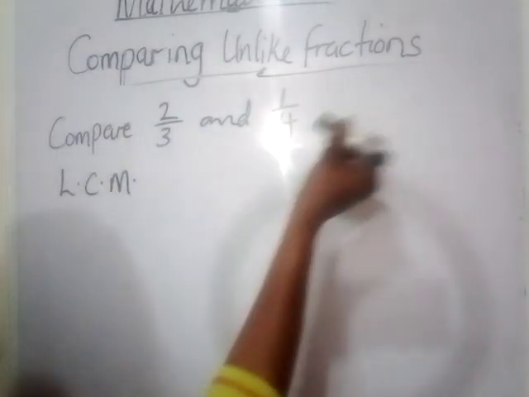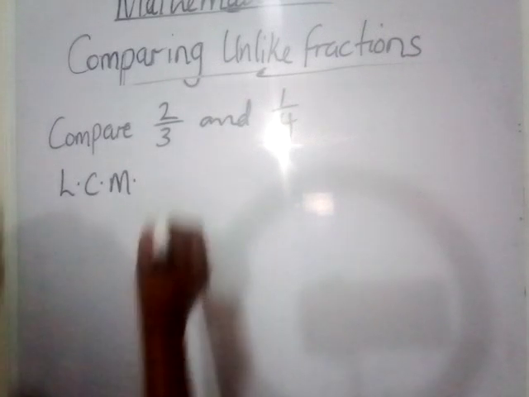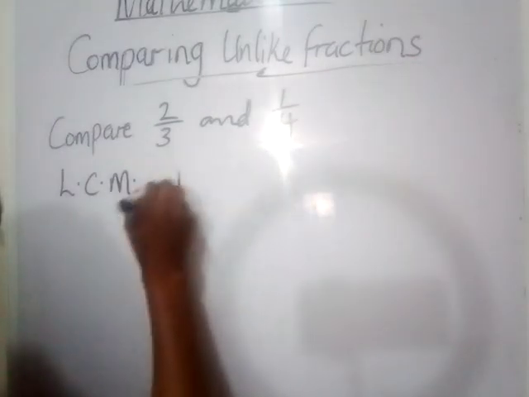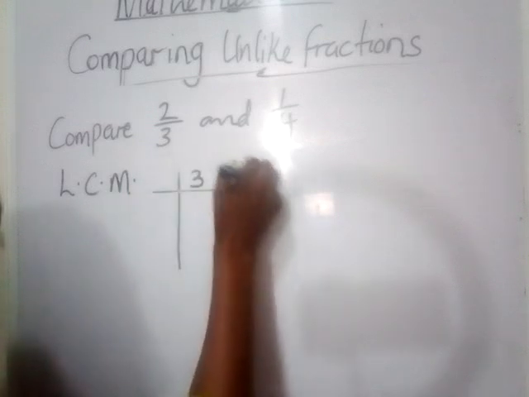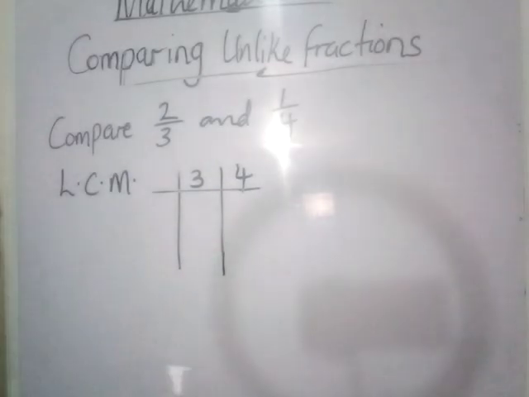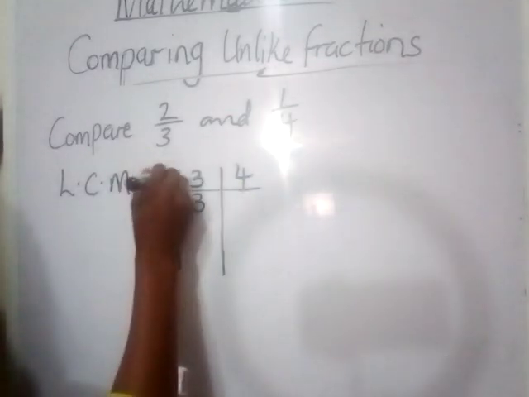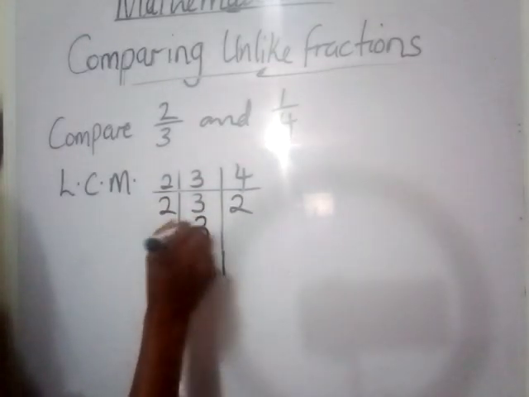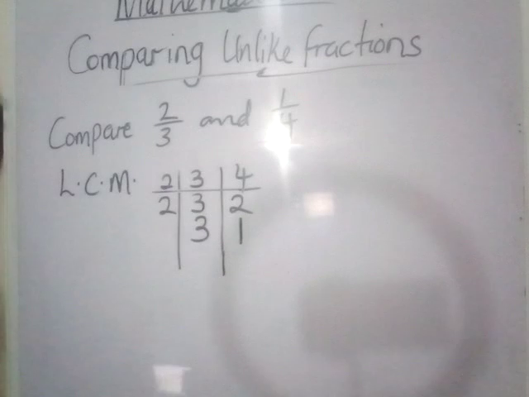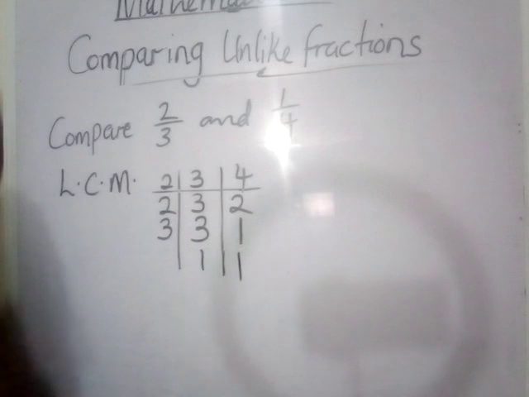Some people can just do 3 times 4, it will give you 12, and you go ahead and use 12. But let's use the LCM method we learned about. So here, you have your 3, and you have your 4. We always start from the lowest prime factor, which is 2. 2 cannot divide 3, so 3 will be repeated. 2 can divide 4, and that gives us 2. Now 2 will go again. It can't divide 3, you repeat 3 again. It can divide 2, it gives 1. 2 divided by 2 is 1. So what's remaining? 3. So 3 divided by 3 gives 1.